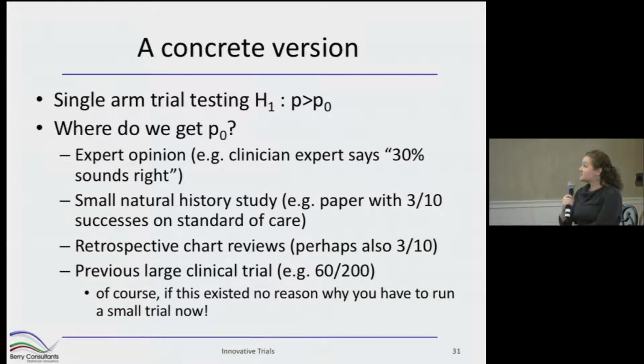Other ways that we can get information about this control rate, maybe we look at retrospective chart reviews. Maybe we have some data from a large clinical trial. So for example, suppose there was a trial that had 200 patients and 60 of them were successes. Again, that comes out to about a 30% rate. But of course, if we were able to enroll a large clinical trial, there's no reason why we should have to run a small trial now.